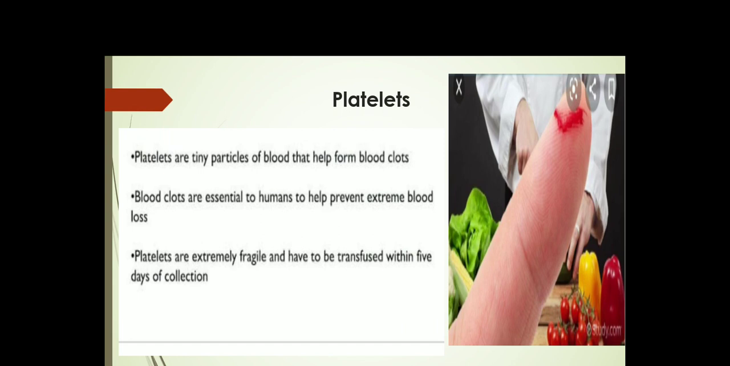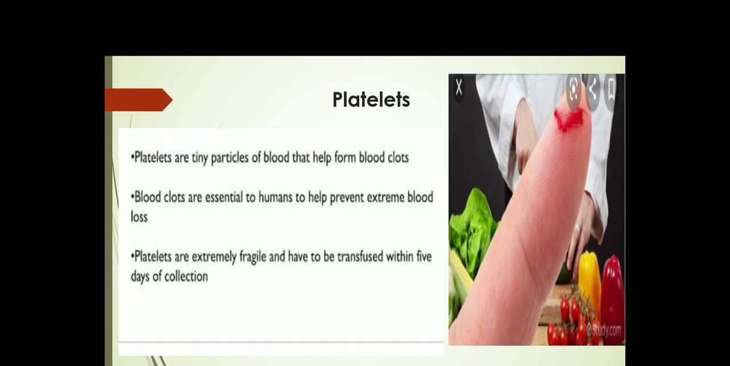Next come the platelets. See children, in the picture you can see somebody got hurt in the hand while chopping vegetables, and it bleeds from her hand. After some time it will stop bleeding. It will not continue. So who will help to stop the bleeding? It is the platelets that help to stop the bleeding. Inside the blood there are very small particles or cells that will help the blood to clot.